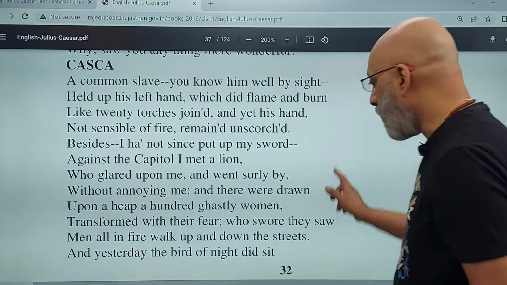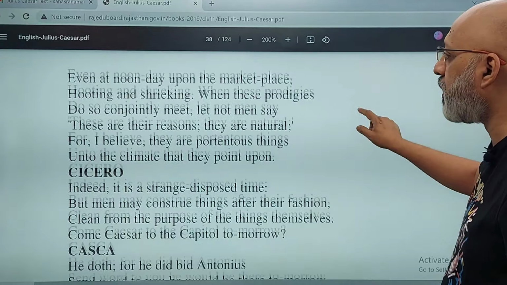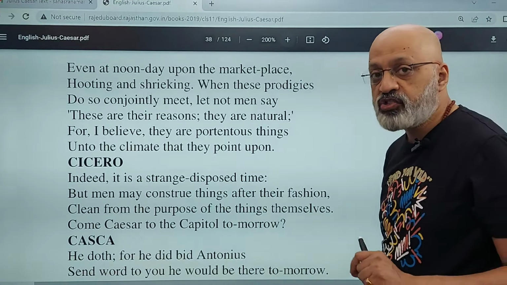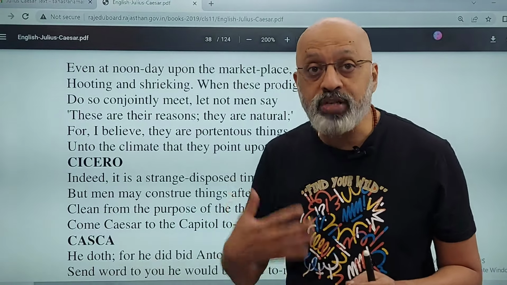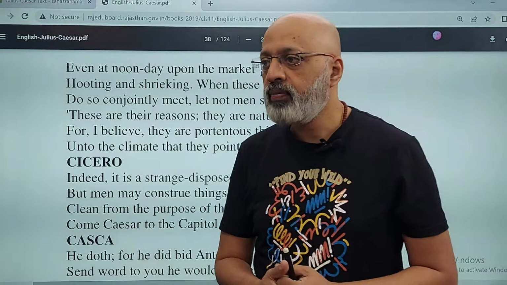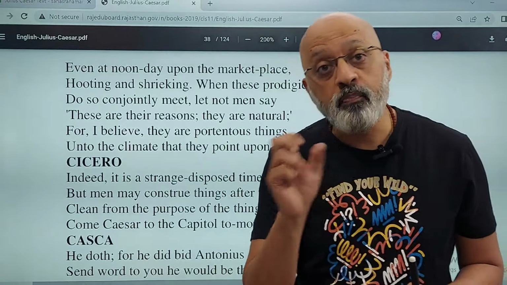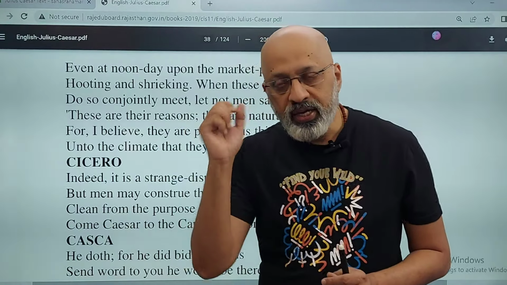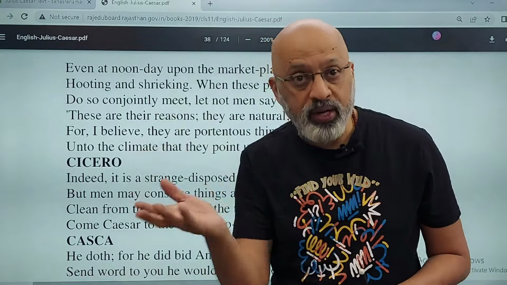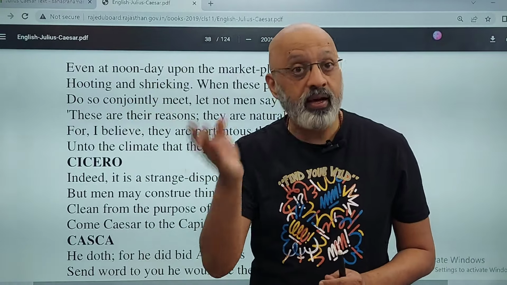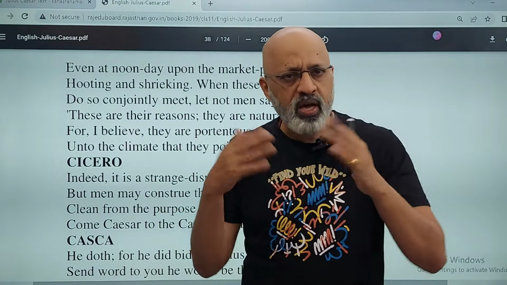The owl, the ullu. So yesterday, the bird of night did sit even at noonday upon the marketplace, hooting and shrieking, which is again very strange, because it's not supposed to be active during the daytime. But even during the daytime, the owl was actually howling and shrieking in the marketplace. And the owl was always considered a bird of bad omen. If the owl is shrieking, it's not considered a good omen, and especially if it is howling during the day. At night, one can understand, because ullu raat ko jaga rehta hai. But if it's doing that in the daytime, it means something bad is going to happen. These were the superstitions associated.